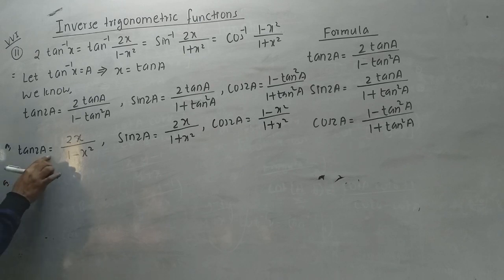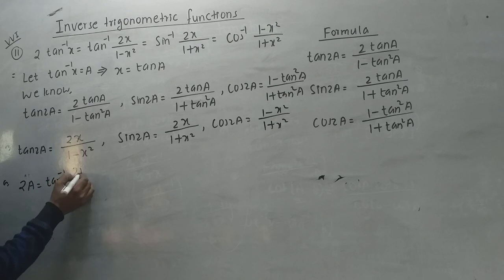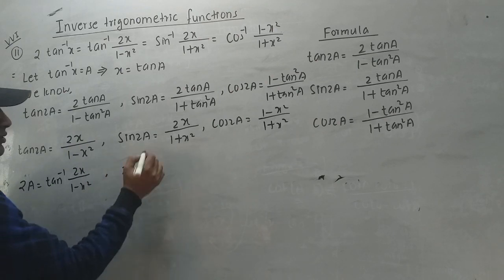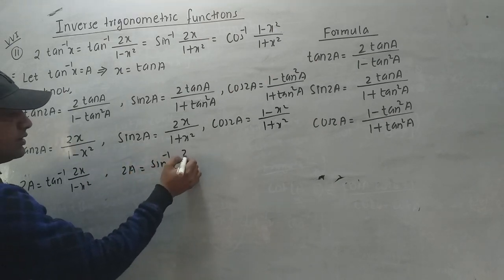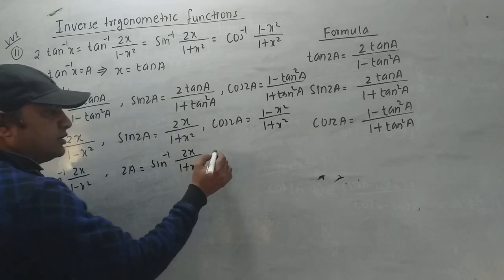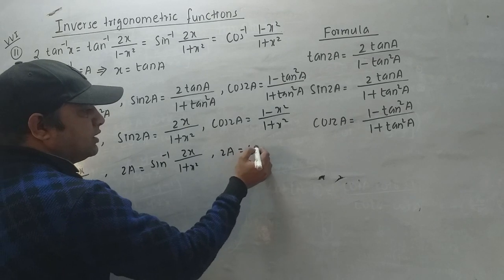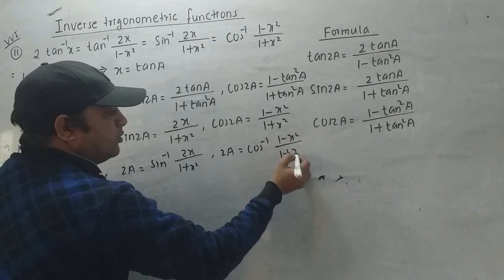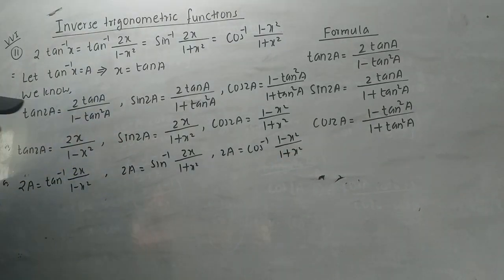Here it is 2A, taking tan to the right hand side, it will be tan inverse of 2x by 1 minus x square. Here also repeat the same steps: 2A equals sin inverse of 2x whole divided by 1 plus x square. Here also 2A equals cos inverse of 1 minus x square divided by 1 plus x square. After that, in place of A you can replace that by tan inverse x.